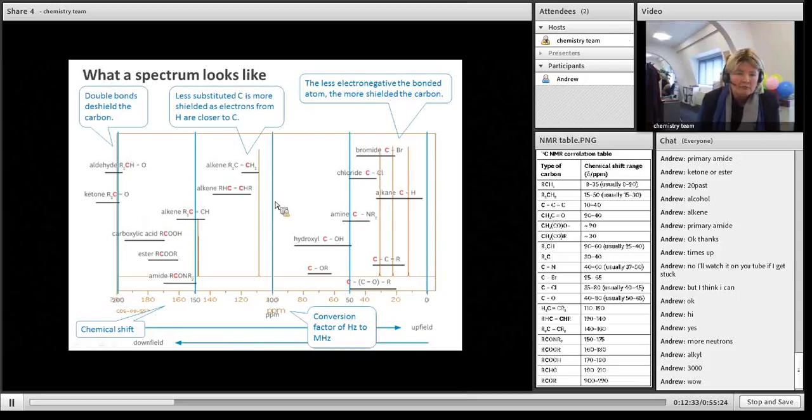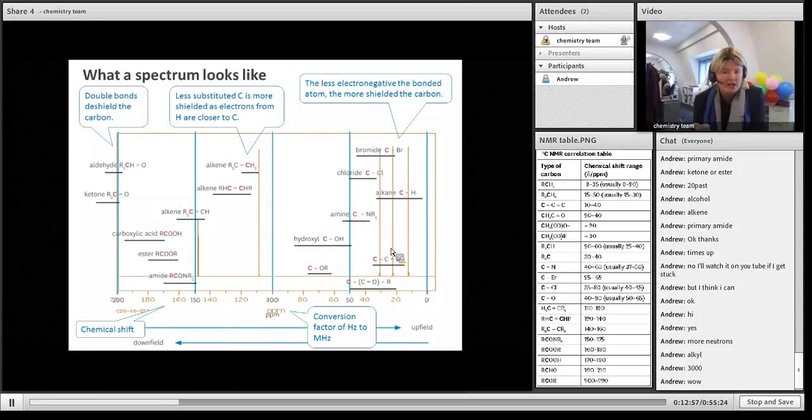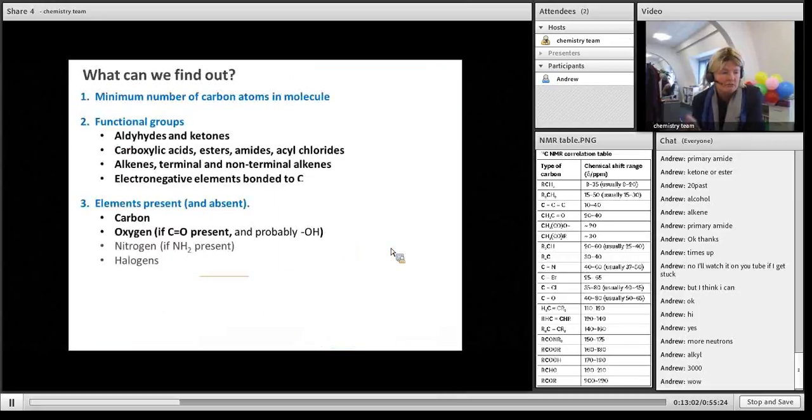And then finally, I've said the double bonds de-shield the carbon atom, and so that's why the double bonds are down here and the single bonds are more upfield. Okay, so does that give you a sort of pictorial presentation? So think of carbonyls all the way to the left, ketones, alkenes middle left, electronegative middle right, and alkyl far right. That sort of gives you an idea of where things are.